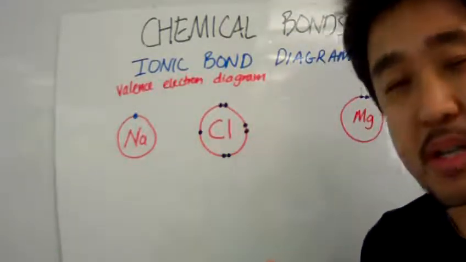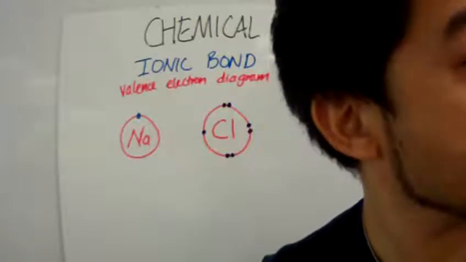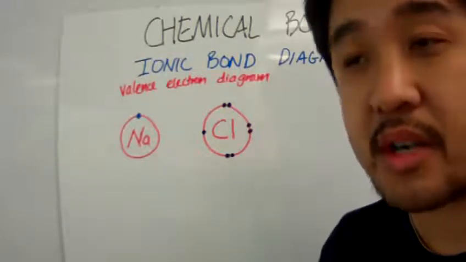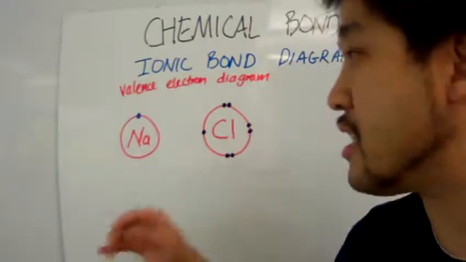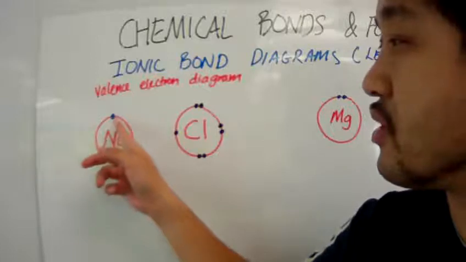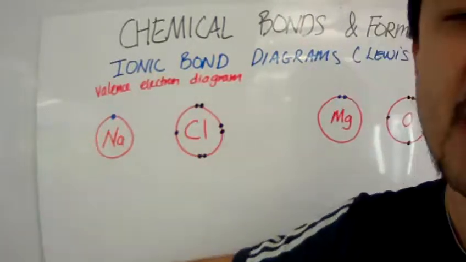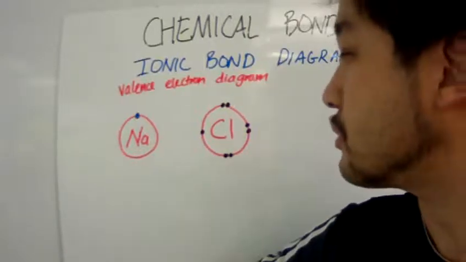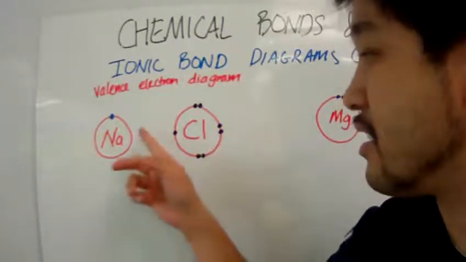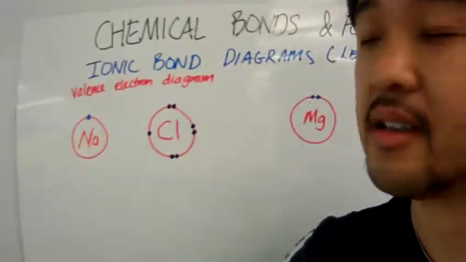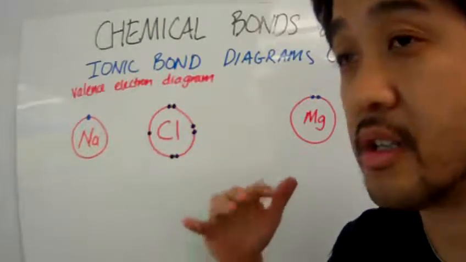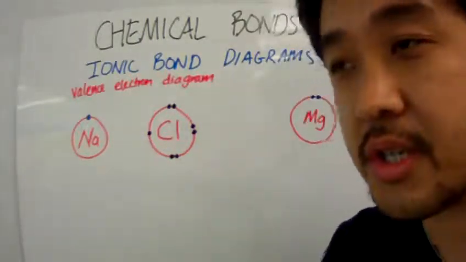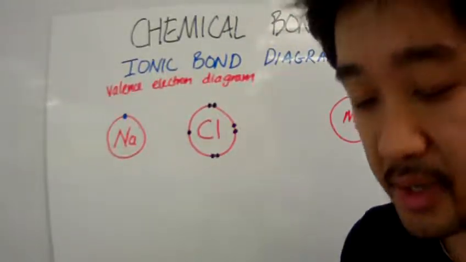So let's get started. Now we're going to focus on doing the simplest of all ionic bond valence electron diagrams, and it involves the combination of sodium and chlorine. Yes, the sodium atom here has just that one valence electron. Now remember, there are always inner shell electrons, but we don't really care about that. We just want to focus on the valence electron. Okay? And sodium here has one valence electron, and chlorine has 7 valence electrons on its outer shell.